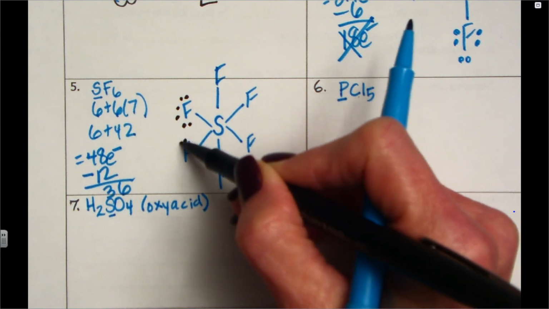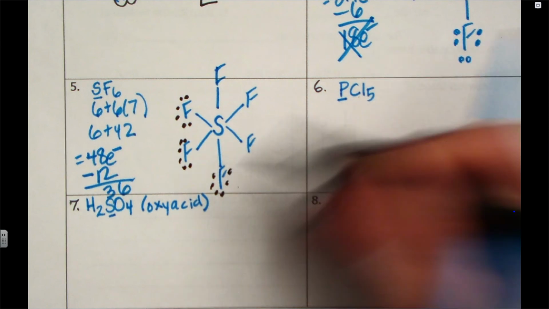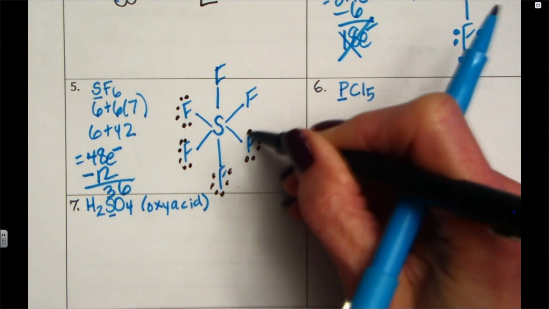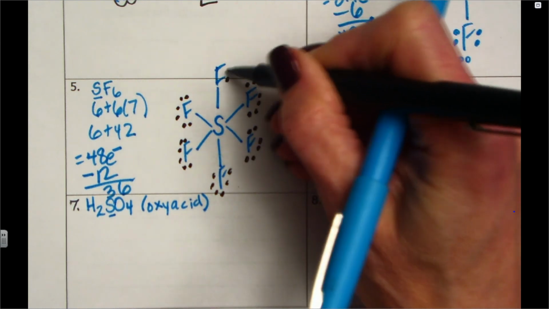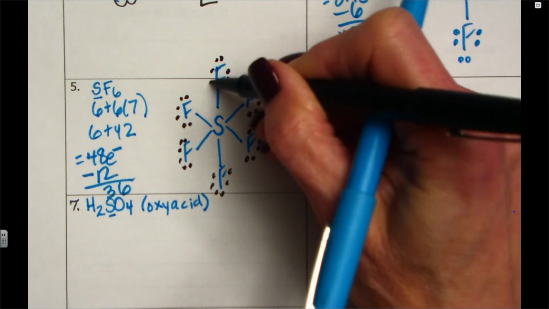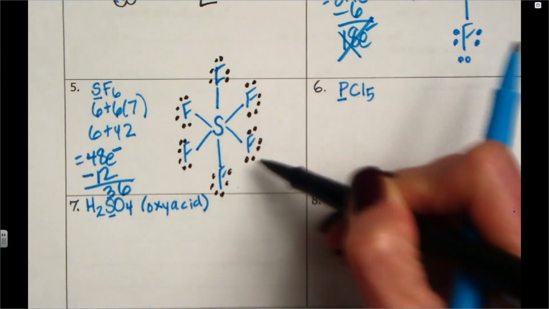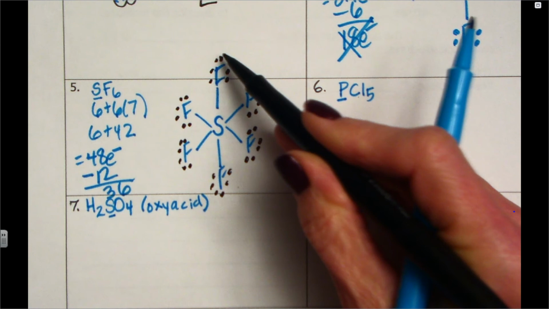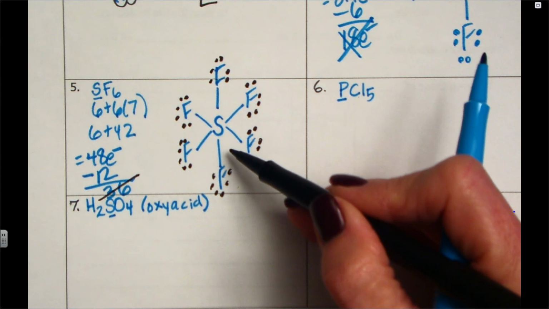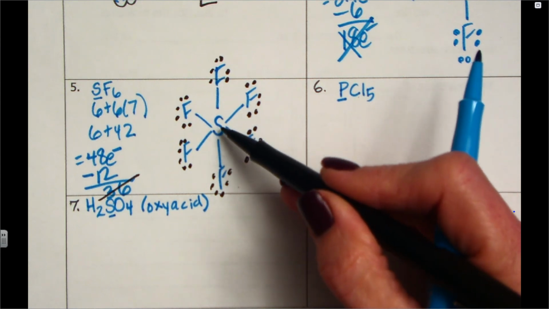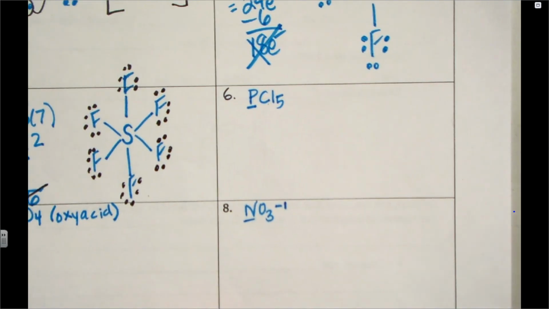So there's 6, 12, 18, 24, 30, 36. Okay, so we have 2, 4, 6, 8, 10, 12, 14, 16, 18, 20, 22, 24, 26, 28, 30, 32, 34, 36. Those are all 36 electrons. All the fluorines have their octet, and the sulfur actually has an expanded octet, which is okay because he is beyond the 3rd period. All right, let's look at PCl5.